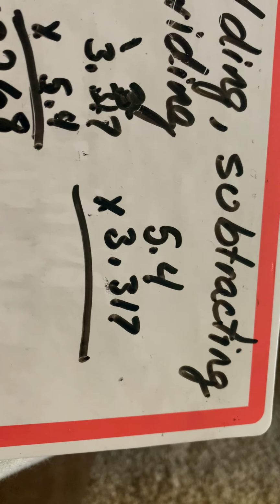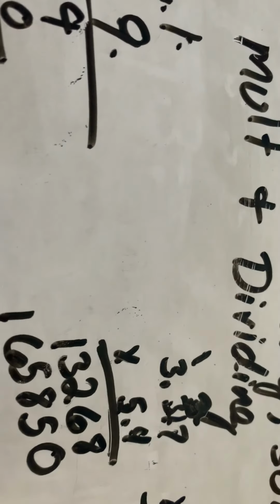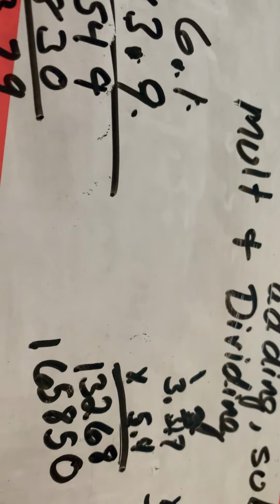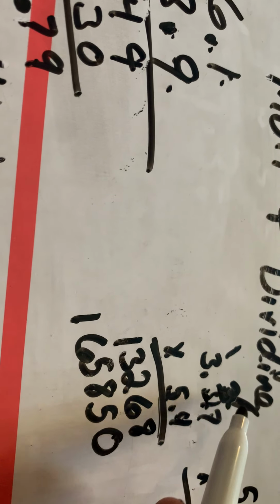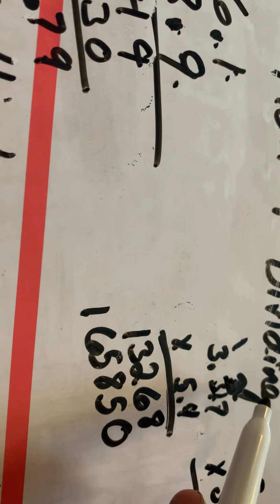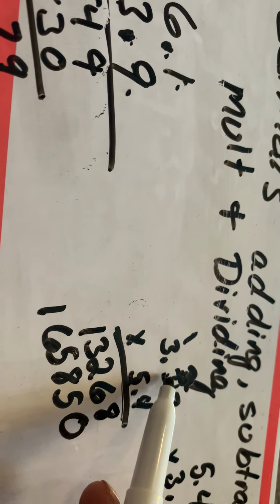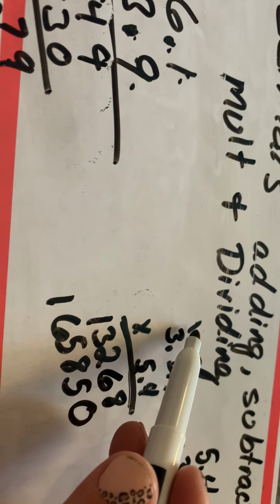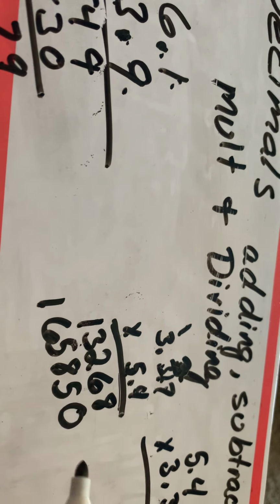Now we're going to go over here. This is the problem I wrote down. And because of the commutative property, I was able to switch the problem upside down. So I went through and I did all my multiplication. 4 times 7 was 28. I carried the 2. 4 times 1 is 4, plus 2 is 6. 4 times 3 was 12. I carried the 1. 4 times 3 is 12. Add the 1, and it gave me 13.